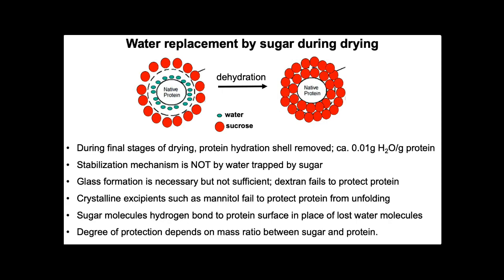And the amorphous sugar is important because that allows the sugar to interact with the protein. If the sugar crystallizes, that can't occur. But just having an amorphous formulation is not adequate because large polymers like dextran fail to protect proteins during drying. They stay nice and glassy, but they're too large to hydrogen bond effectively.